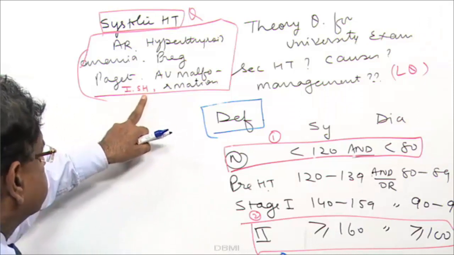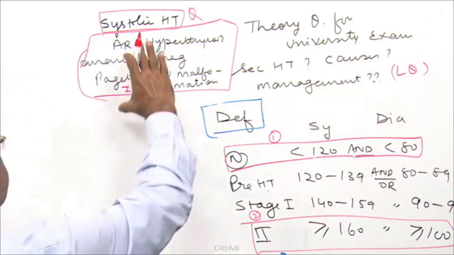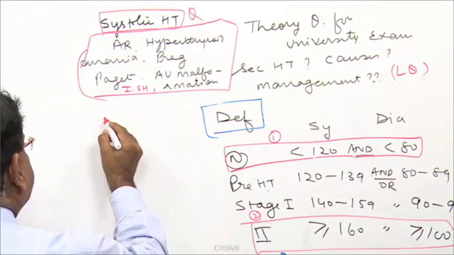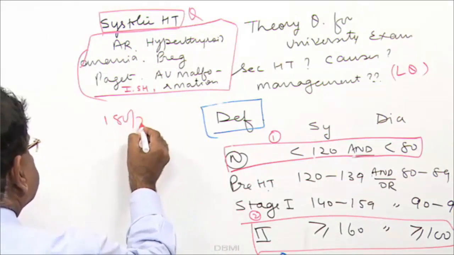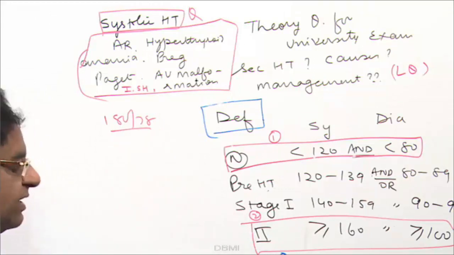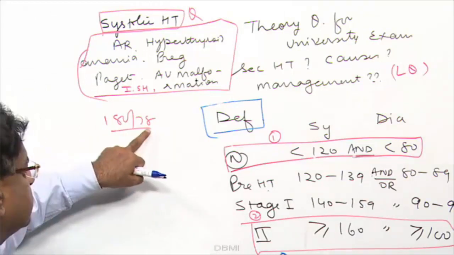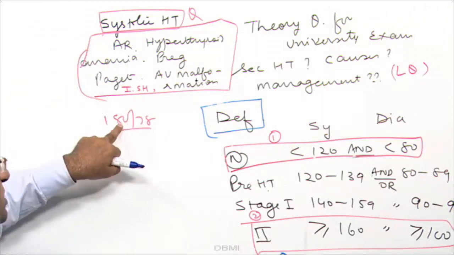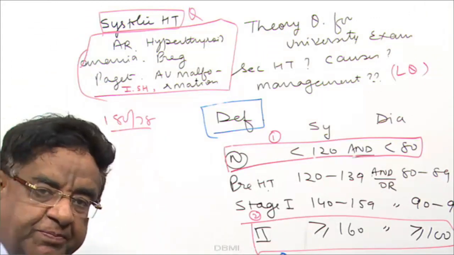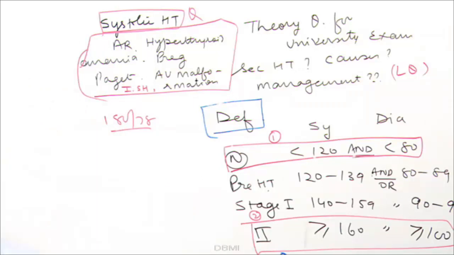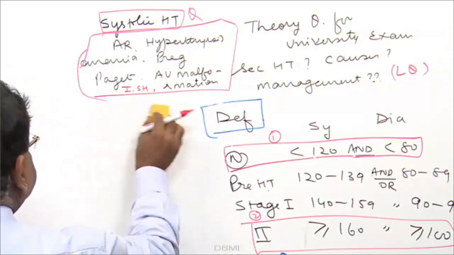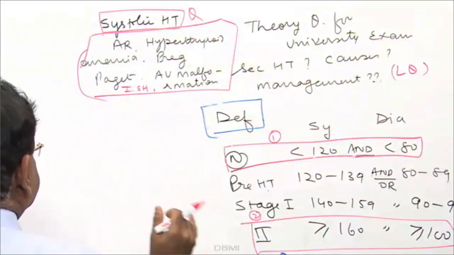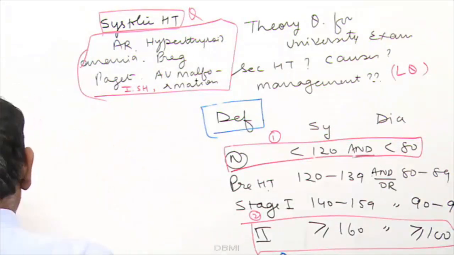Isolated systolic hypertension. Remember, what do you mean by systolic hypertension? Like in this patient, only systolic BP is high, like 180 by 78. Systolic BP is high, diastolic is below 80, normal. So we call this a case of systolic hypertension. Okay. Now, before I proceed further, in this case, systolic hypertension is there.